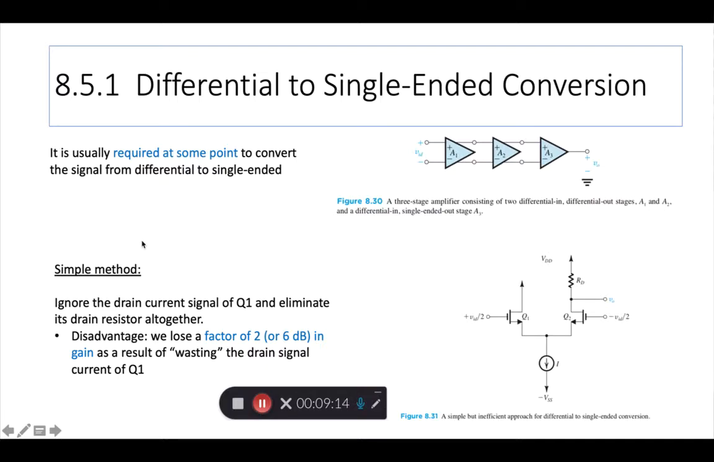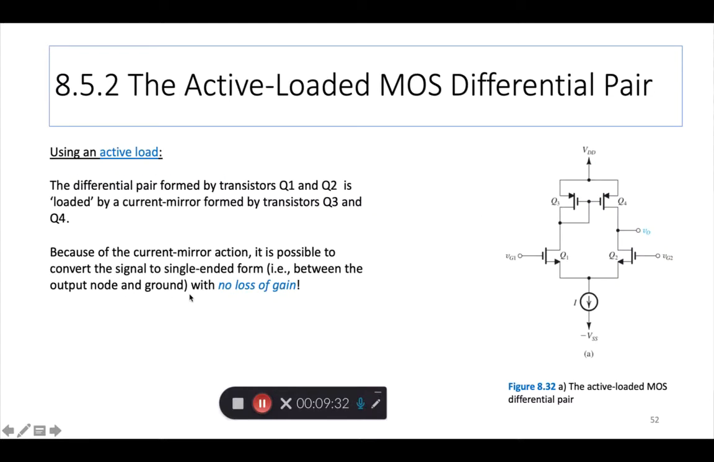Now obviously when he gives you a simple method, you know that it will be followed by a complicated method, and the complicated method will hopefully help us get rid of the disadvantage. Okay? Alright. So now we finally come to the main topic, which is using an active load.